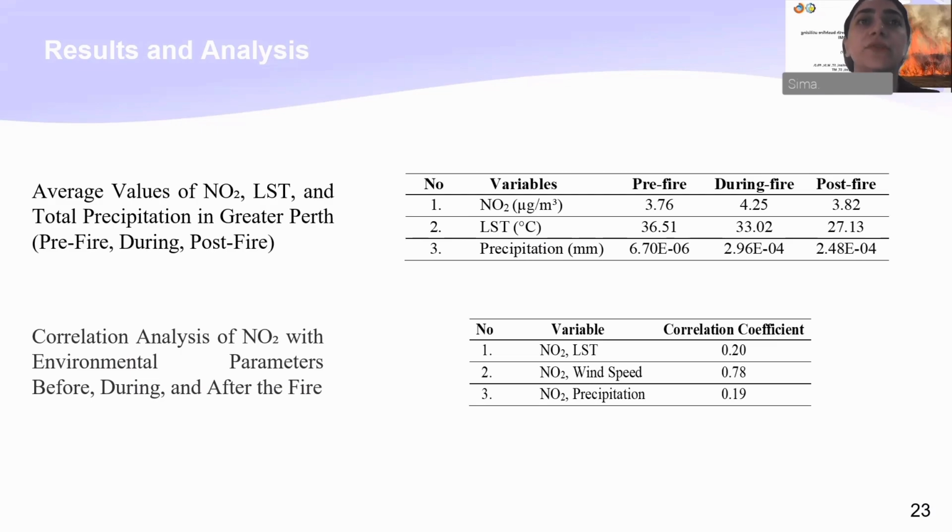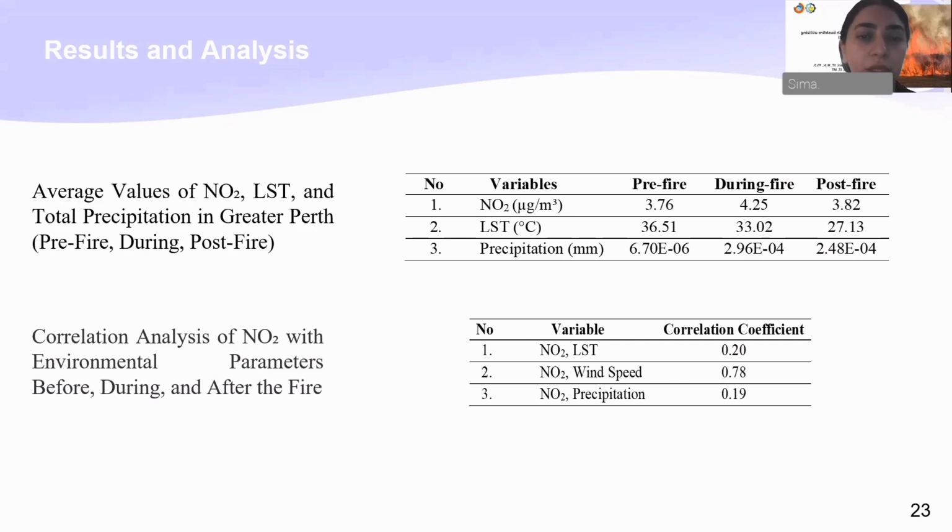It is important to highlight that air quality is influenced not only by pollutant concentrations such as those from bushfire, but also by local and regional climatological and meteorological conditions. Therefore, these factors and parameters should be analyzed to understand their influence on atmospheric nitrogen dioxide levels. This study investigated the influence of LST, precipitation, wind direction, and wind speed on nitrogen dioxide concentration.